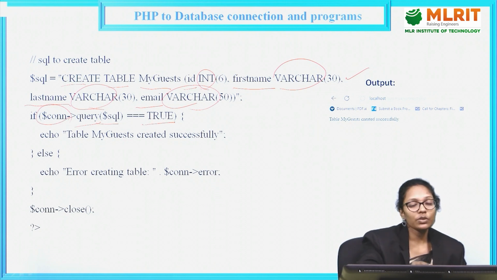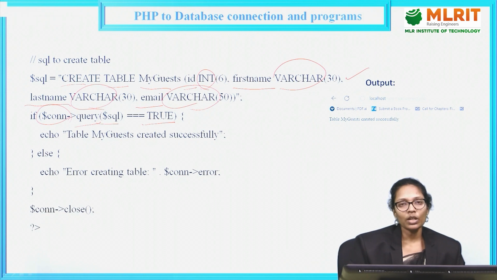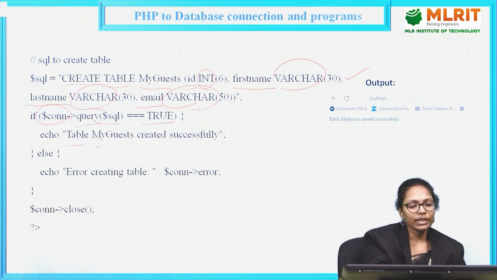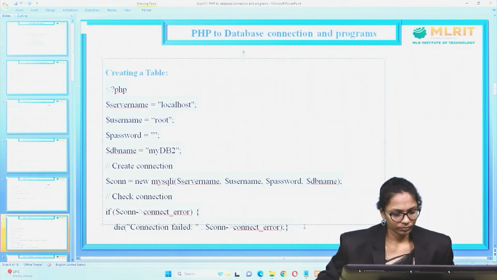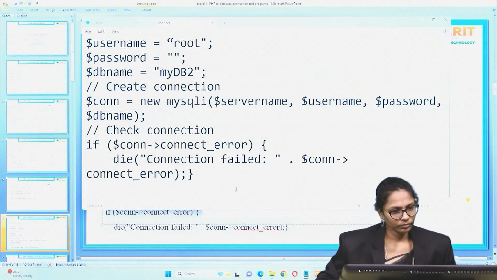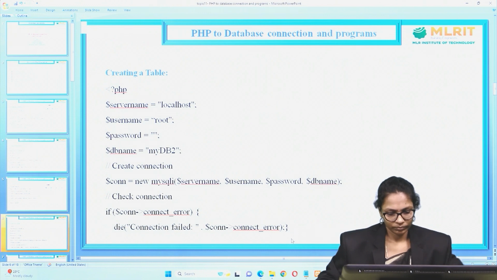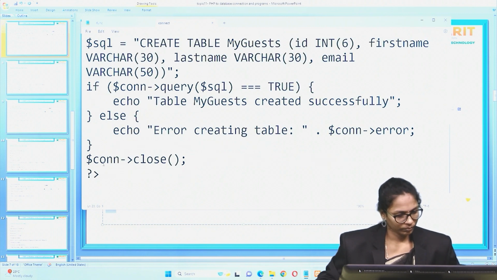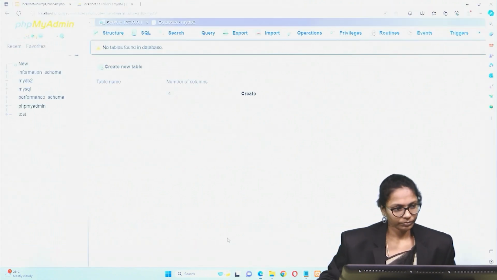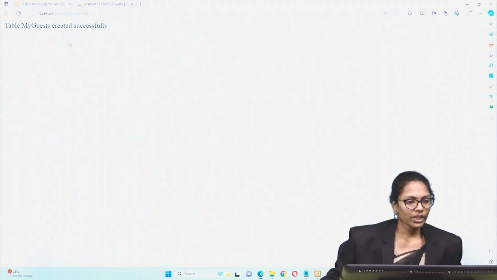Now I need to check whether this query is returning true or false. If it returns true, the query executed successfully. What is this query? Creating a table. So I am printing a message, table MyGuests created successfully. Otherwise, if any error is there in your query or connection, then you're printing a message, error creating table. So try to execute this. Table MyGuests created successfully.